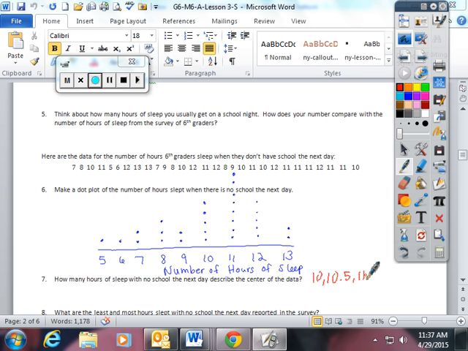Question 8, what are the least and most hours of sleep with no school? Okay, the least is going to be 5, the most is going to be 13, and you and your partner, I hope, can discuss question 9 together and see what conclusions you come to.